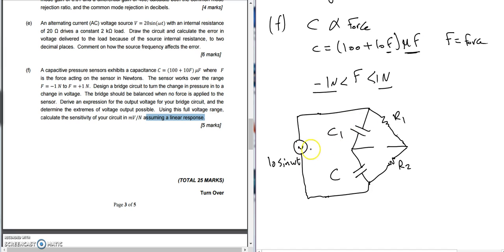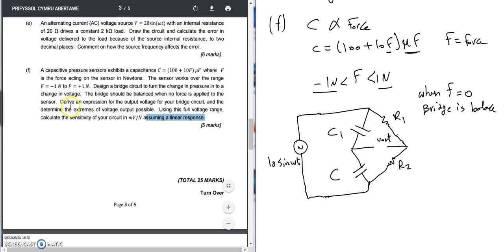So this is the shape of the bridge, the bridge circuit, and this is the output. When we say design, the question is asking you to give values, but then it gives you one condition: when F is equal to 0, meaning that there is no force applied, the bridge is balanced.